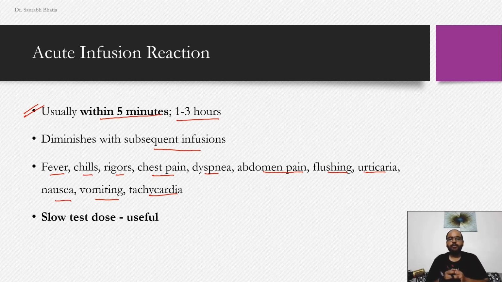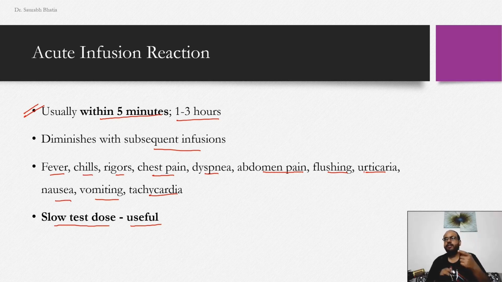Okay. So what you should do is give a slow test dose to see if the patient is developing an infusion reaction or not. You have prepared the liposomal amphotericin B, you have sonicated it, you have put it into 5% dextrose. You start very, very slow. Let's say 0.5 ml per minute, 0.25 ml per minute infusion. Observe for 5 to 10 minutes.